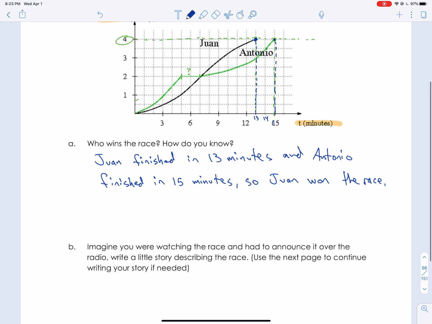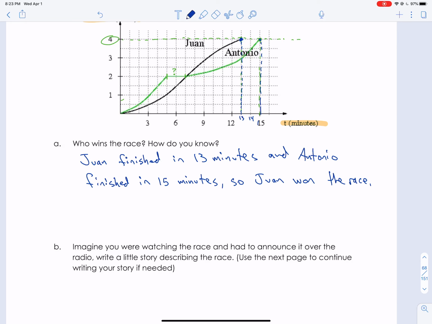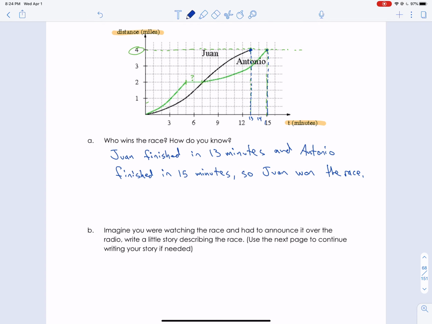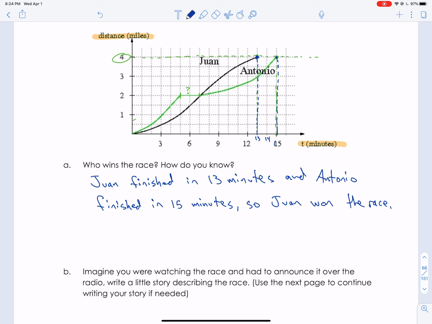Okay, part B. Imagine you're watching the race, so you're like a sports announcer, and you have to describe what's happening. So we kind of talked about this. There's some paper here. You can write out your story. So I would do something like, make it exciting, like out of the gate, Antonio races off and starts to get tired, so he stops to take a break while Juan just keeps cruising along, passes him up at the 2-mile mark and continues along. Antonio just couldn't catch up because he was still tired, and Juan wins the race. So something like that. So just imagine how this goes.